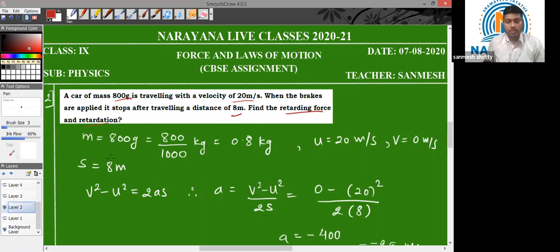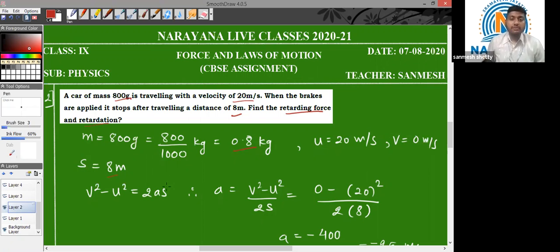Mass is given as 800 gram. We'll convert it to kg, so it is 0.8 kilogram, just divided by 1000. Now children, the initial velocity of the car was 20 meters per second. After the car has stopped, what will be its velocity? Its velocity will be 0. So initial velocity is 20 meters per second, final velocity is 0 meters per second. And it stops after covering a distance of 8 meter, so S is equal to 8 meter.